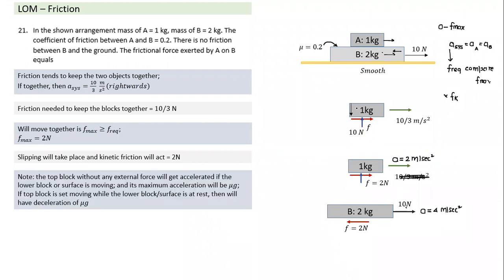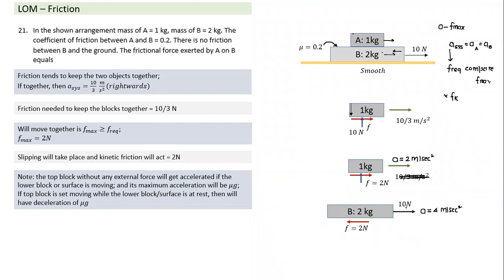So another point you can note, we have done it earlier also in the case of the question of a suitcase and conveyor belt. The top block, there's no external force acting on the top block. The force is applied only on the lower block. So when no force is acting on the top block, it will get accelerated only if the lower block or surface is moving. So top block, no external force is acting, but if it is kept on a surface, if the surface is given an acceleration or the lower block is given acceleration, this block also will get accelerated.